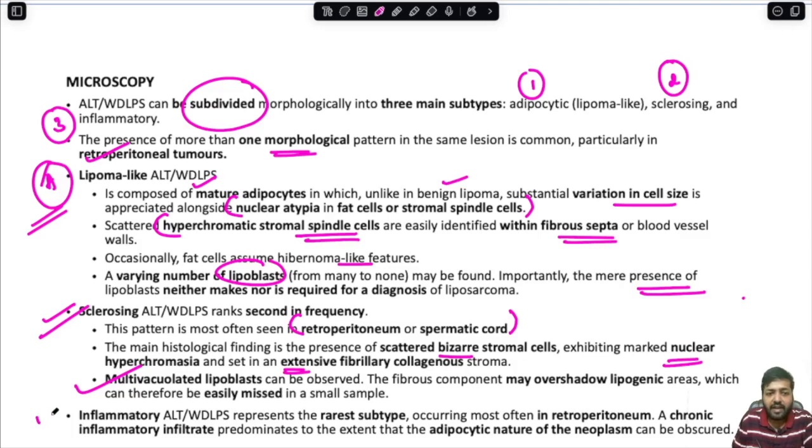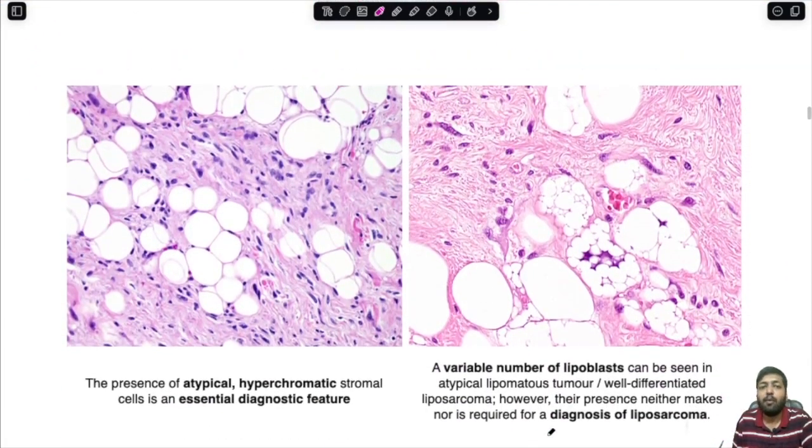Now, the third variety is the inflammatory variety, which represents the rarest subtype, occurring most often in the retroperitoneum. A chronic inflammatory infiltrate predominates to the extent that the adipocytic nature of the neoplasm can become obscured. So, let me show you with the help of the diagram.